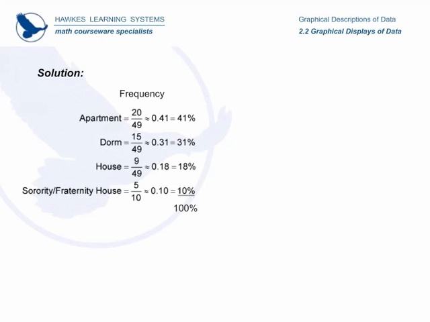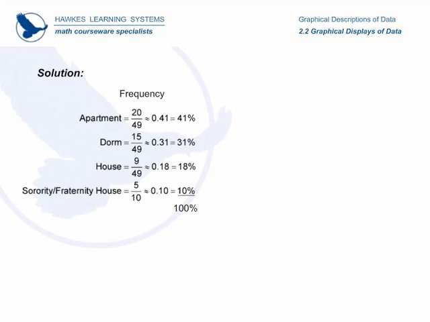Let's continue on with our example for constructing a pie chart using the example of the types of housing. First, let's take a look at frequency. For the apartment, we had 20 students divided by the total number of students in all of the housing, which is 49 students, and that would give us a 41% frequency. Next, we have the dorm, which is 15 students divided by the total number of students in all of the housing, and that would give us 31%.